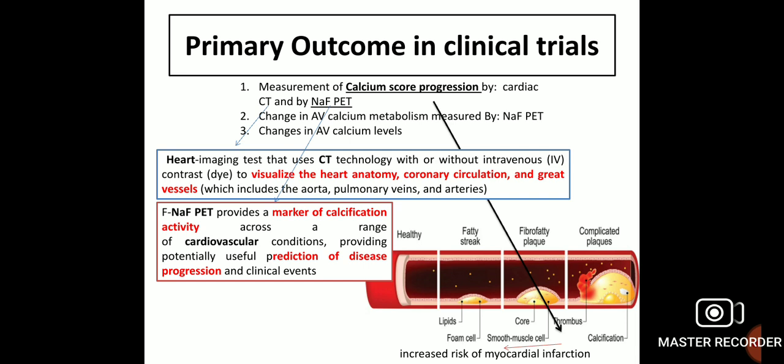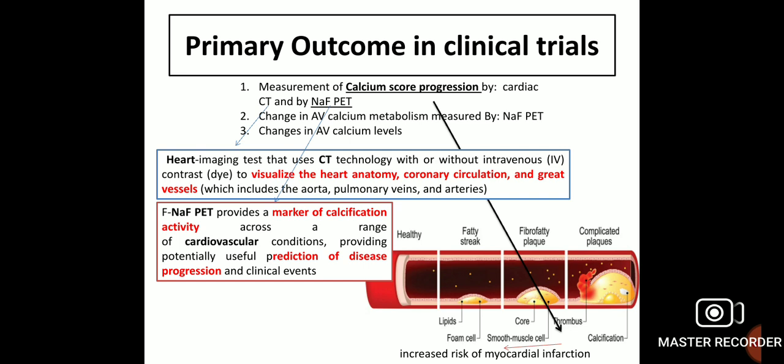Okay, so what is calcium score progression? See in this figure, this is a blood vessel, so all these particles like lipids and other deposition of cholesterol build up some thrombi. Thrombi is actually coagulated blood, and then it leads to all these inflammatory processes, ultimately causing calcification, and so it increases the risk of myocardial infarction, right? So these are the things we have to monitor.